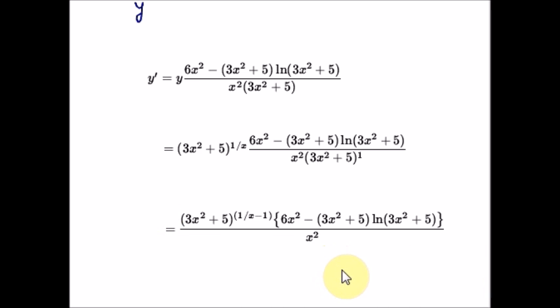Hope you're clear with this example. It may look somewhat difficult, but when you move step by step, it will be very easy. You should be careful while applying the quotient rule and chain rule, because it is all a combination. So when you're applying a combination of rules, you have to be a bit more careful. Once you practice some problems, it will be easier for you to identify which rule to apply at which step.